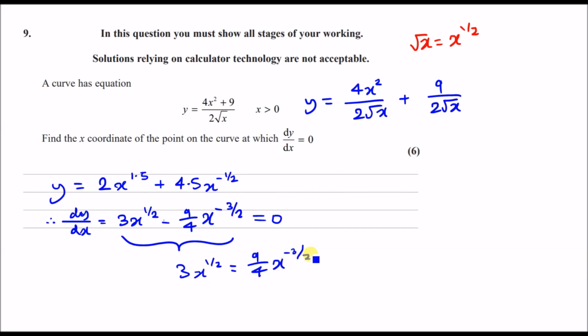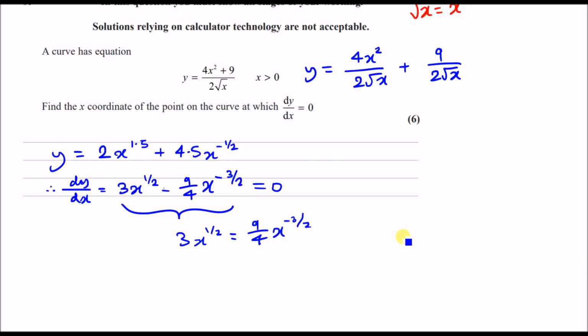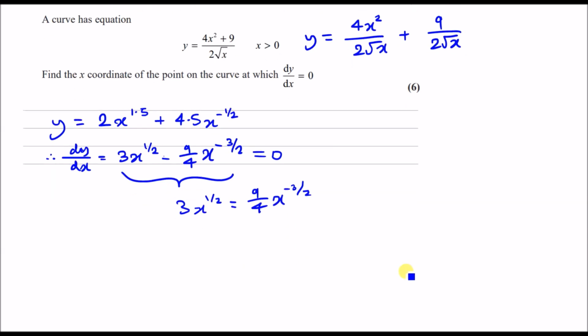Okay, now a quick rule of indices, yeah? My personal advice is just literally divide the entire term across. Put all the x's on one side, numbers on the other. So I'm going to divide by x to the negative 3 over 2 across, and divide by this 3 to the other side. So moving this to the left, and moving the 3 to the right, we now get x to the half over x to the negative 3 over 2 equals 9 over 4, all over 3.